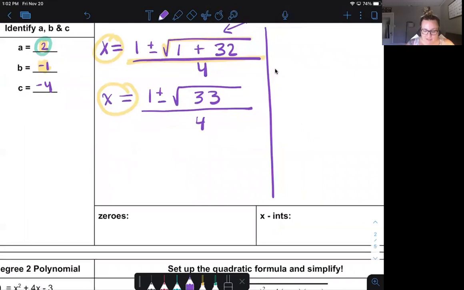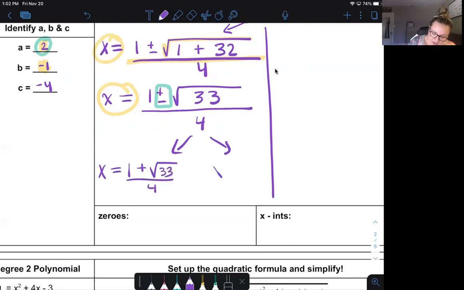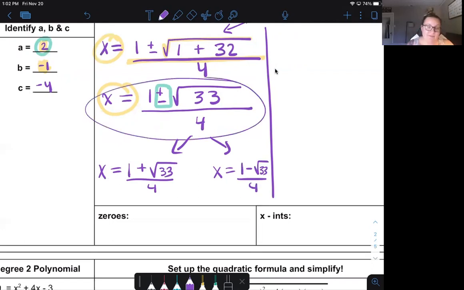All right, so now one thing I need you to understand is that this is actually two answers. This plus or minus is actually two separate solutions. So x is equal to 1 plus root 33 over 4, and x is equal to 1 minus root 33 over 4. When you write your final answers as zeros, you can either write them together like this, or you can separate them. So when I write my zeros, I'm going to say x is equal to 1 plus root 33 over 4, comma, 1 minus root 33 over 4.